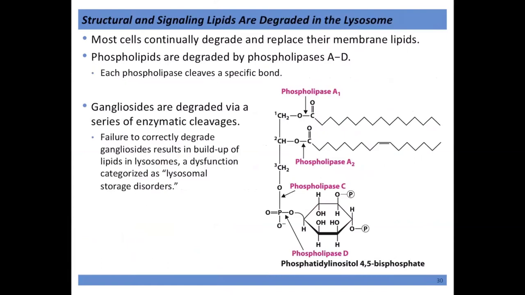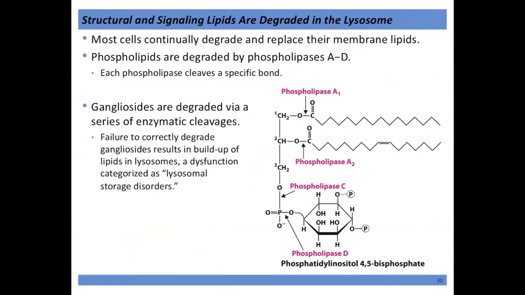Okay, so most cells continually degrade and replace their membrane lipids. So we actually regulate the composition and the placement of those types of lipids. And like I said, we've got those phospholipases that can cleave off groups, and then we can append new groups on there. And the gangliosides are degraded by a series of enzymatic cleavages.